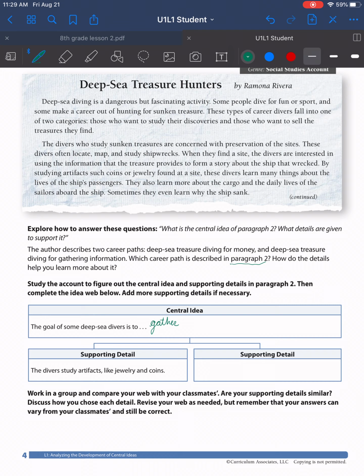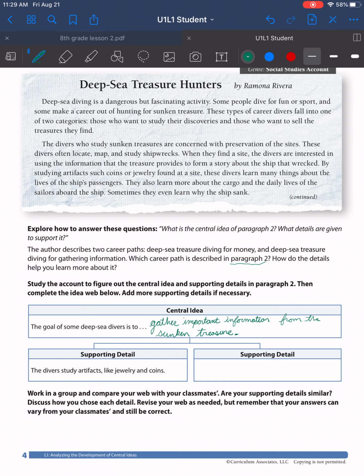Gather important information from the sunken treasure. Remember, treasure doesn't have to be literally a treasure box. It could be like the ship.